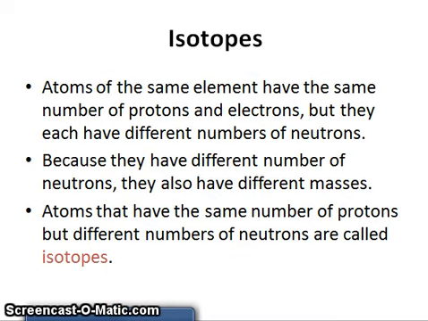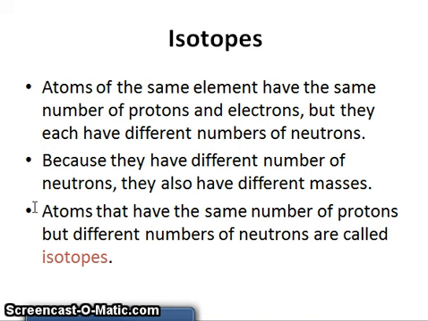Now, we already talked about isotopes in the last video where we talked about what happens when we change the number of neutrons. So probably this will sound very familiar to you. Let's begin with the first one. Atoms of the same element have the same number of protons and electrons if they're neutral, but each of them will have a different number of neutrons. Because they have different numbers of neutrons, they also have different masses. Remember that the neutron has a mass almost equal to that of the protons. So both protons and neutrons are the subatomic particles in the nucleus that have a mass. The electron mass we don't consider for this.